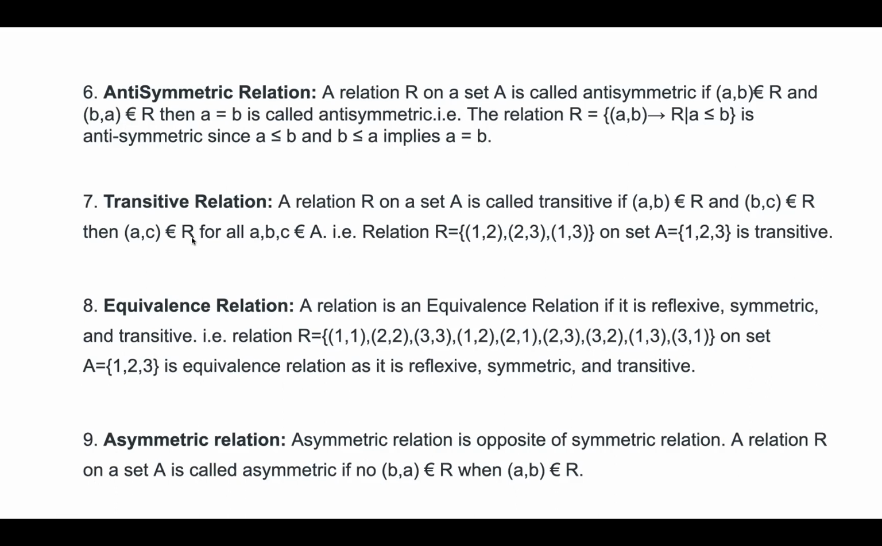Okay, so if relation R is like this, (1,2), (2,3), (1,3) on set A equal to {1, 2, 3}, then that relation is known as transitive relation. Okay, and what is the last type, that is equivalence relation? If a relation possesses all three properties, reflexive, symmetric, and transitive, then this will be known as equivalence relation.